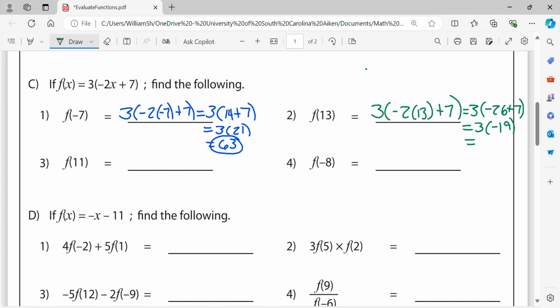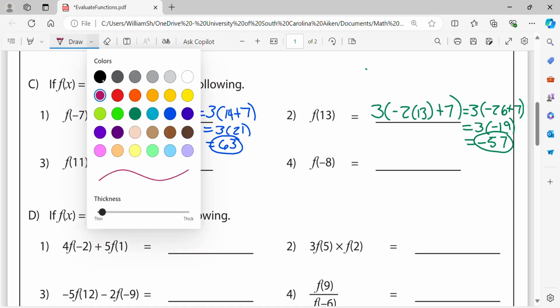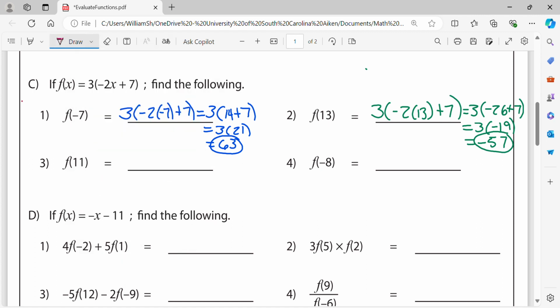And can anybody tell me what 3 times negative 19 is? Ideally, you'll pause and work it out by hand just to get a little more practice, but it should give you negative 57. So f of 13 should render an output value of negative 57. Hopefully you can tell this isn't supposed to be overly difficult. We're just plugging in and simplifying.